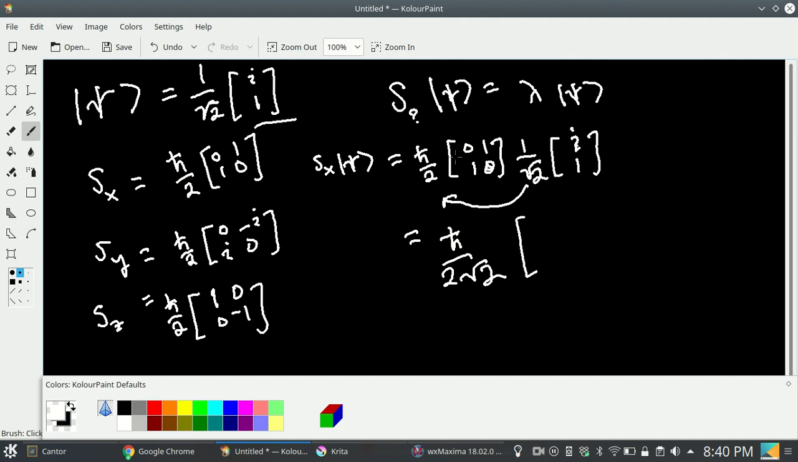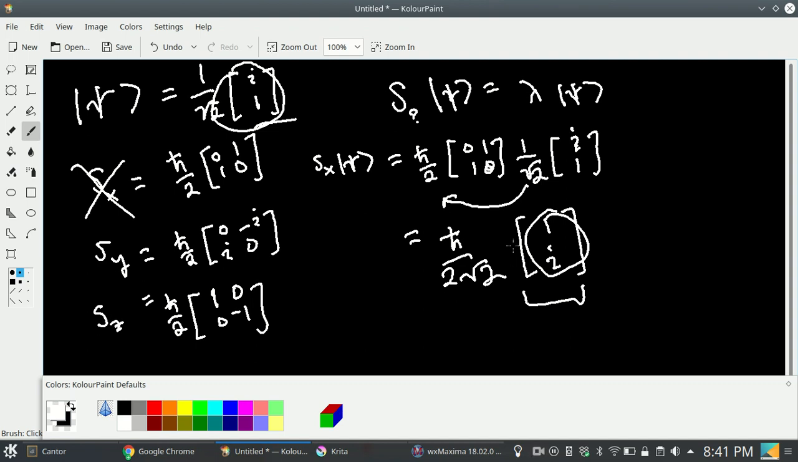The first row times this whole thing is 0 times i plus 1 times 1, that's just 1. And the second row times this whole thing is 1 times i plus 0 times 1, which is 0. So this right here is not that. That's how I'm concluding that sx is not our operator. Now I tried sy and I tried sz.